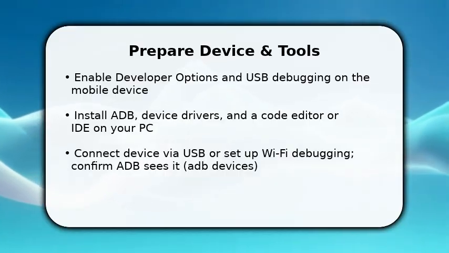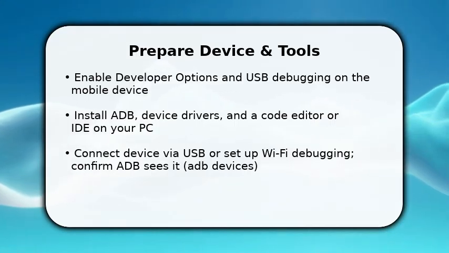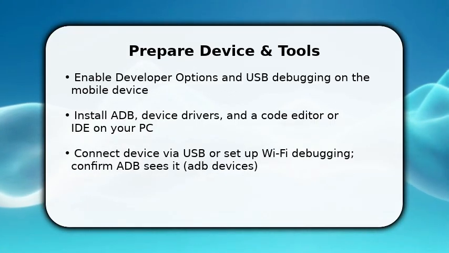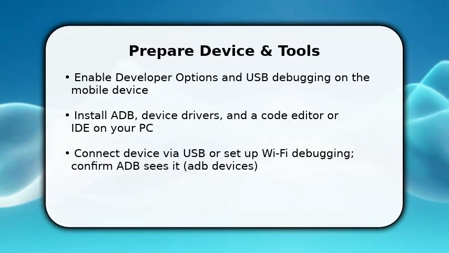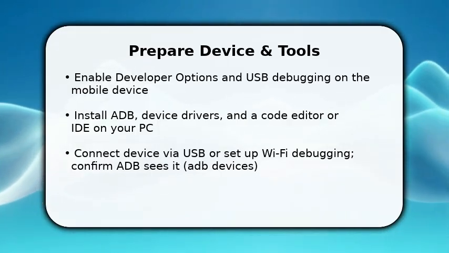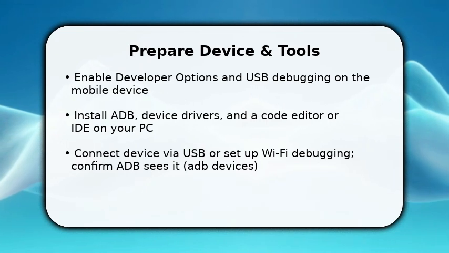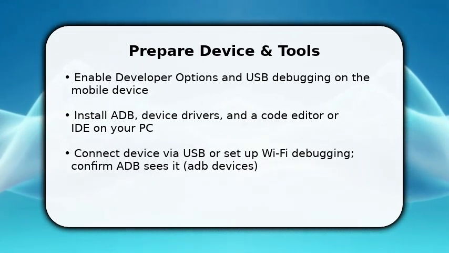Connect by USB or configure Wi-Fi debugging. Make sure ADB lists the device. Once done, create a working folder and pull essential files like logs and APKs. This minimizes interruptions later and gives you a controlled starting point.